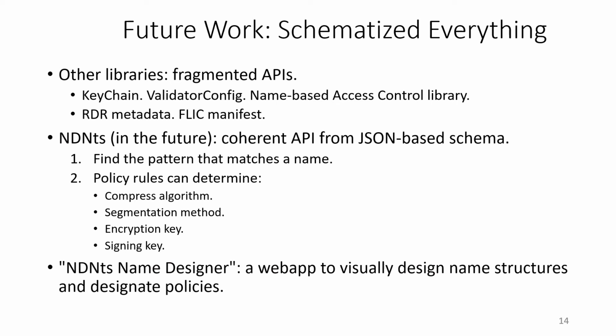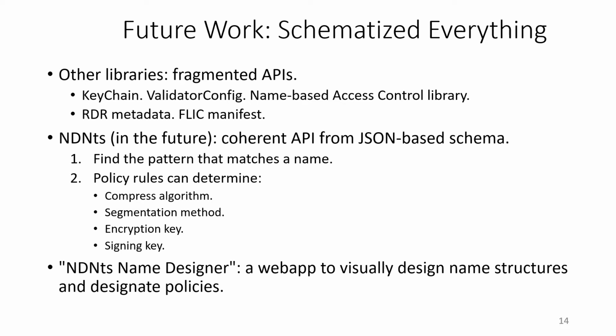I think the trust schema work has a lot of potential. In the future, we can potentially schematize everything. In current libraries, the APIs are fragmented. You use a keychain to sign the packets. You use validator config to verify the packets. You have the name-based access control library to encrypt the packets. Then there is also an RDR metadata to do version discovery. There is a Flick manifest to index segmented objects.